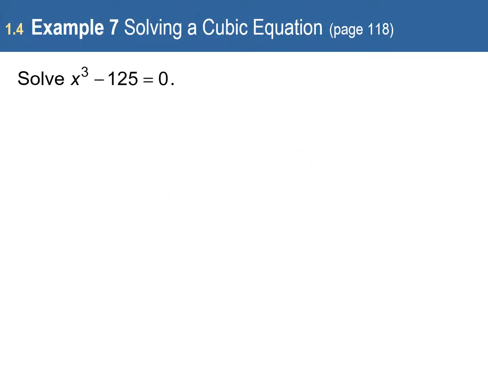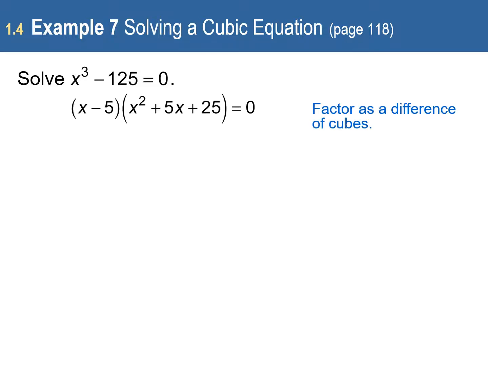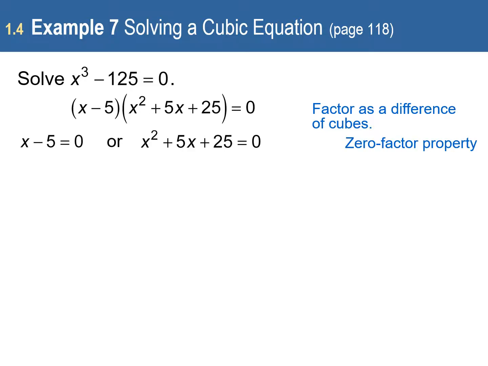Now, what do you do when you have a cubic equation? Well, remember how to factor a cubic. x cubed minus 125 becomes x minus 5 times x squared plus 5x plus 25. And so the linear part's already factored for you. So x minus 5 is 0, or x squared plus 5x plus 25 is 0. So you use the zero factor property to get yourself down to your quadratic.